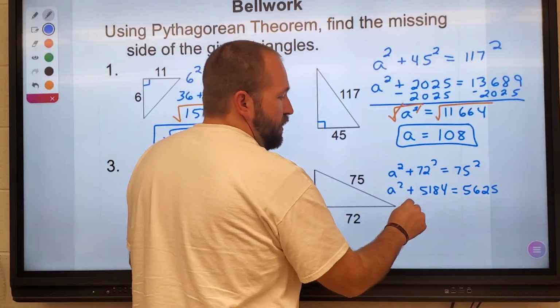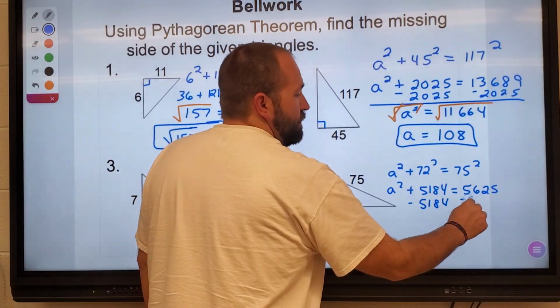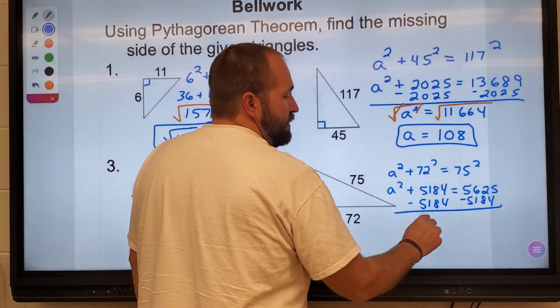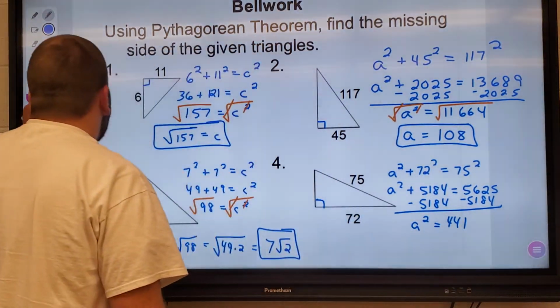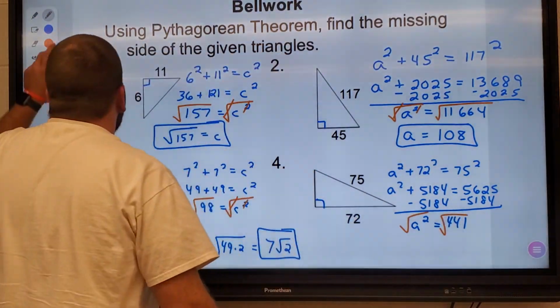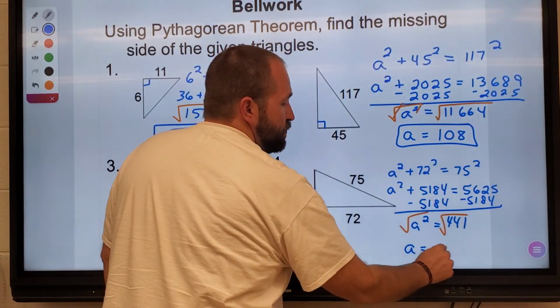And then again, I'm going to solve. So I'm going to subtract 5,184, which gives me A squared is equal to 441. And then again, I'm going to take the square root of both sides, which gives me A is equal to just 21.